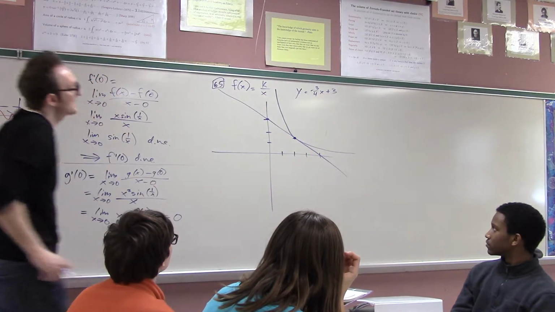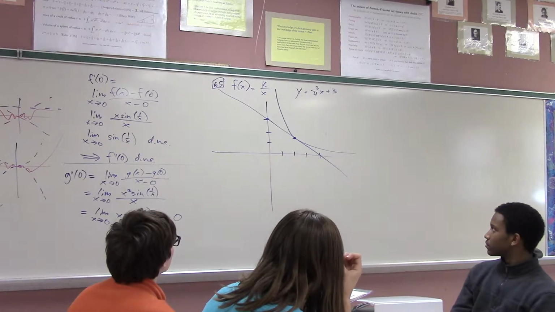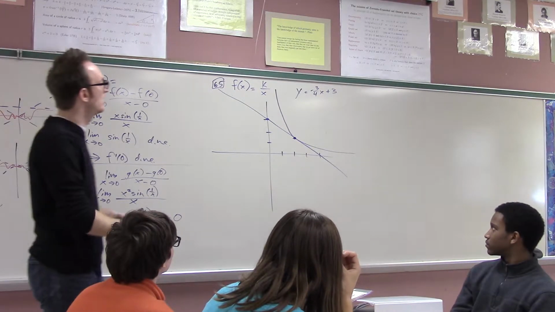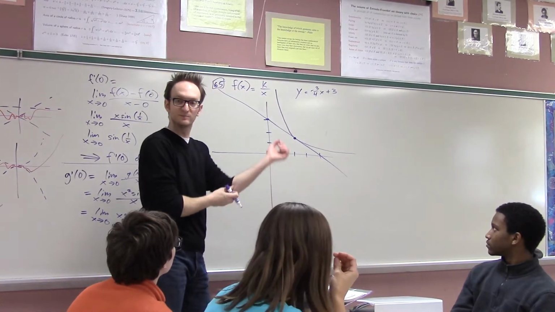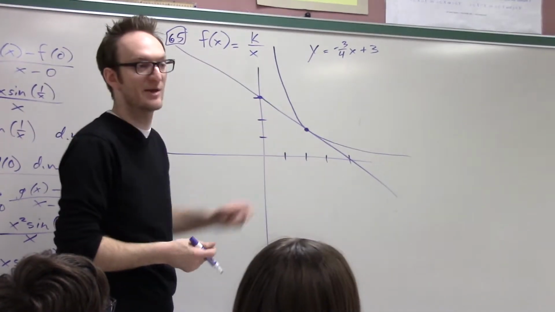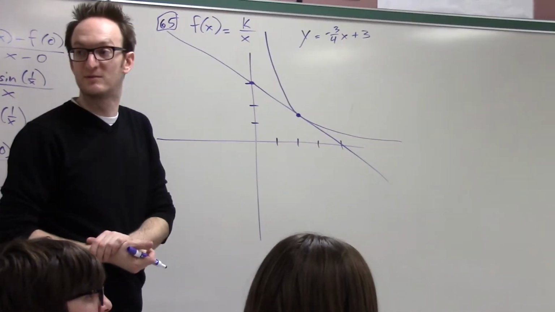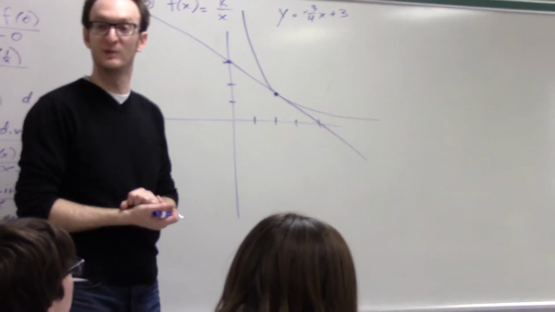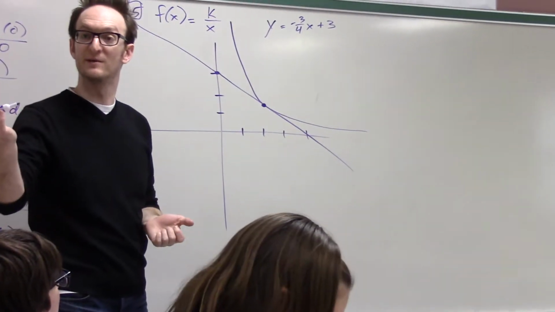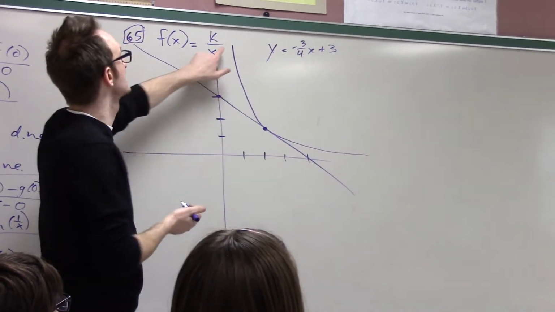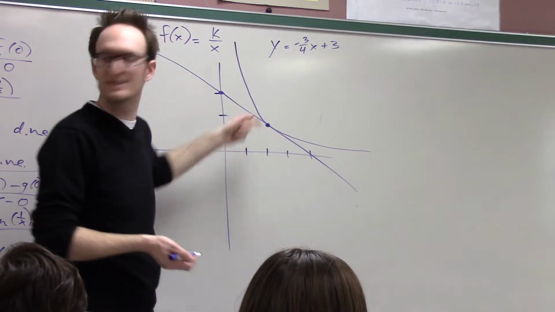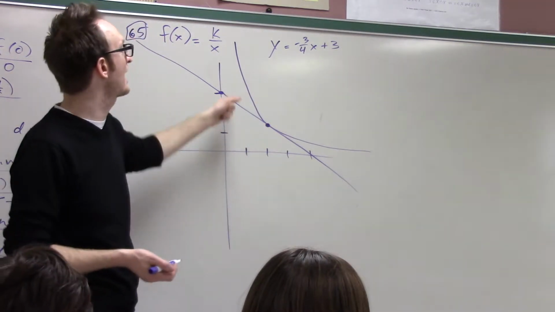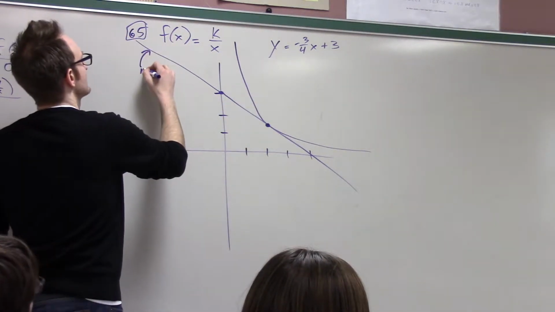There's some point at which this line is tangent to this curve, and I don't know it. Let's talk about all the things I don't know. What's one thing I don't know? That point. What's another thing I don't know? The slope. What's another thing I don't know? K. I don't know k, and I also don't know that point, and I also don't know, no, I guess I do know the slope of the line. The slope of the line is -3/4.